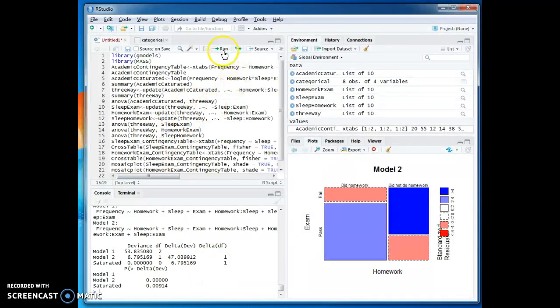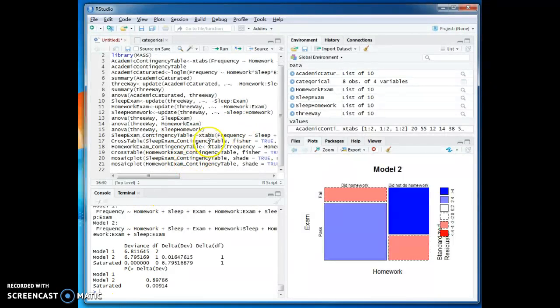Right here we have the interaction between sleep and homework. As we can see, the p-value is about 0.05, which means it is not significant. So we can conclude that the interaction between sleep and homework is not significant. We can remove this interaction, and it doesn't affect our model.